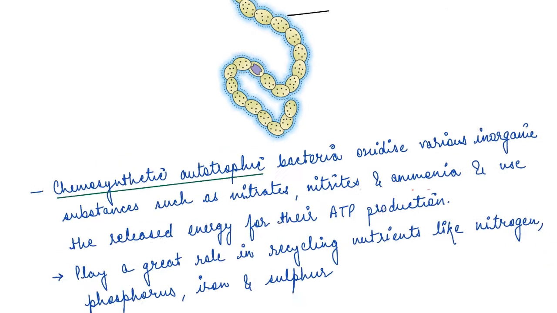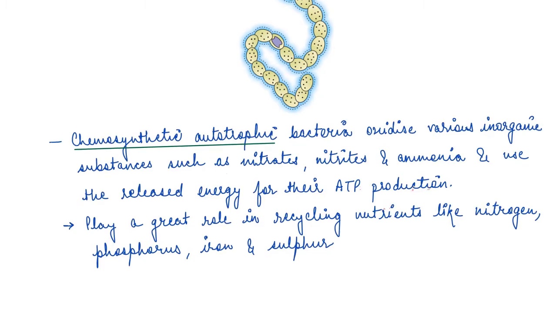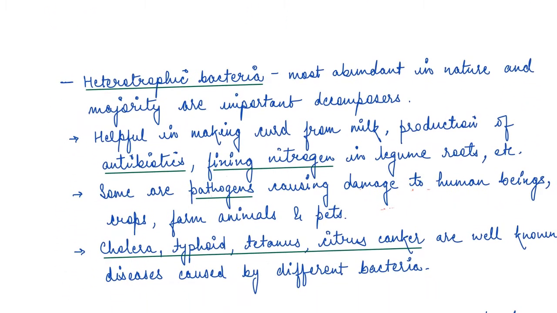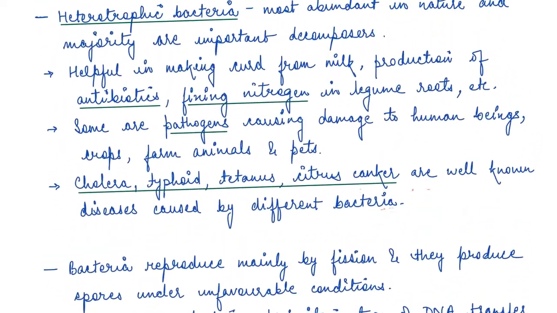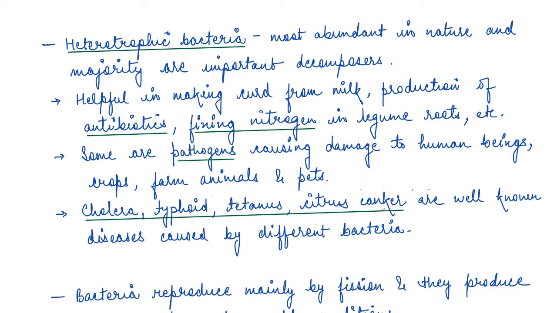Okay, this is something about chemoautotrophic bacteria. Then we'll go to heterotrophic bacteria. Now what are these bacteria basically? So heterotrophic bacteria are the most abundant one in nature, and they are very important. Always remember, they are very important decomposers.